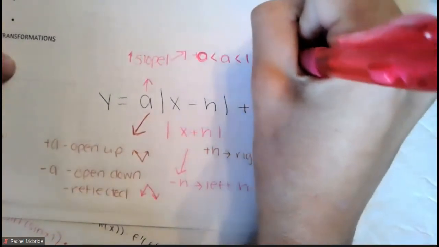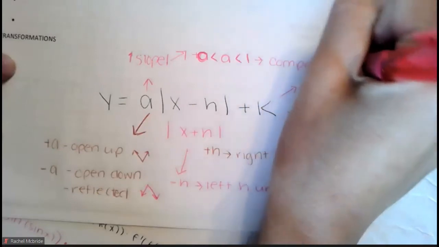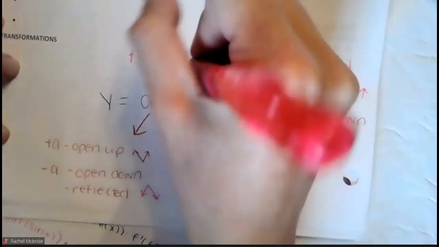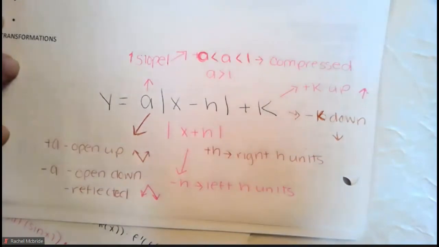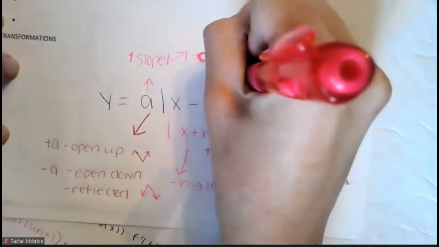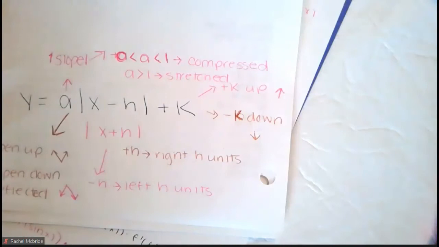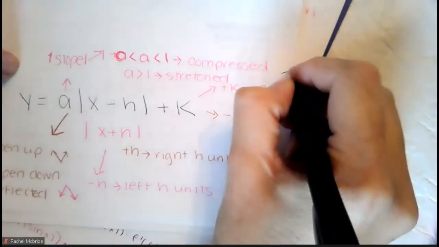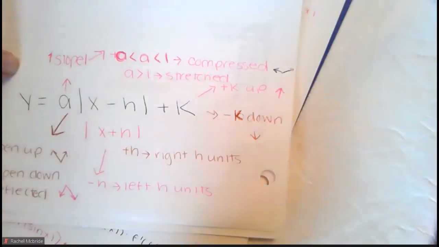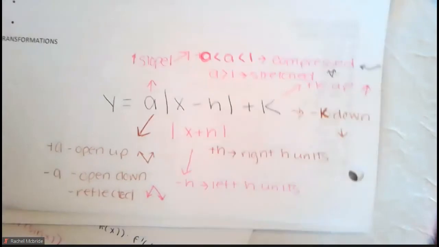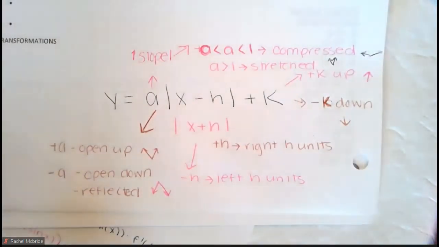So if the a value is between 0 and 1, we describe our graph as compressed. If the a value is greater than 1, then we describe our graph to be stretched. If it's between 0 and 1, it's compressed, so it looks kind of flat and wide. If it's stretched, my graph is skinny and narrow. So again, those are the key ideas. That's what we're really looking at today.